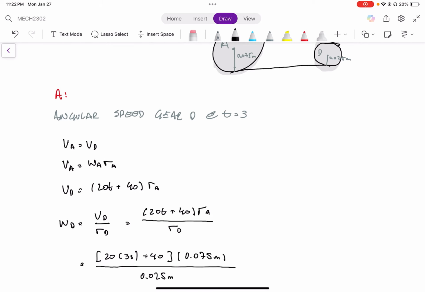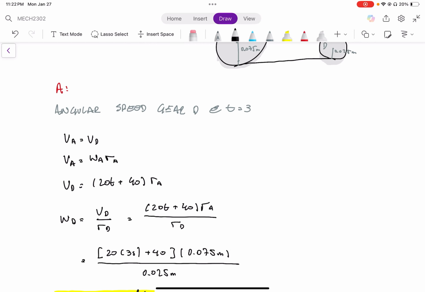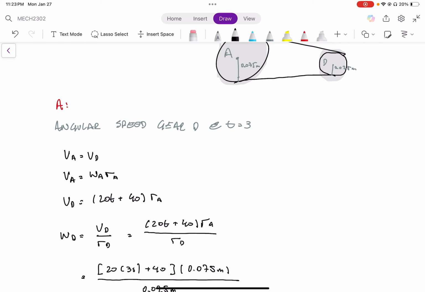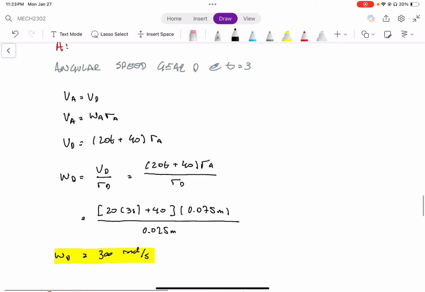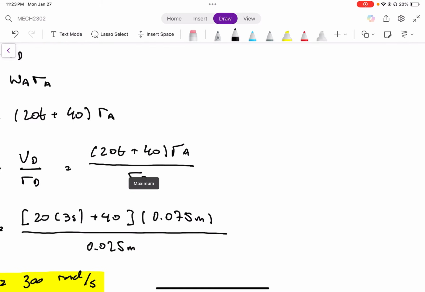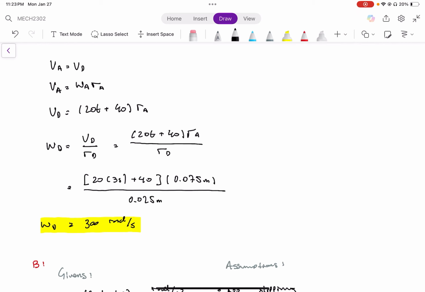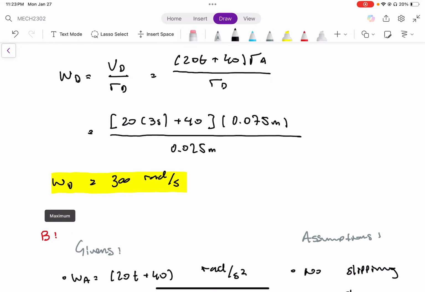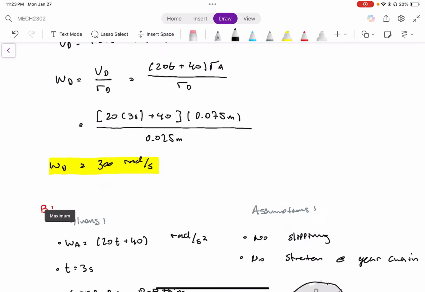So VA equals VD. VA equals ωA times rA, which is the angular speed of A times the radius of A. VD equals, substituting the time variable, the angular speed of A times the radius of A. Now we are solving for the angular speed of D using all of these known values. We plug in time equals 3 seconds, the radius of D, and the radius of A, and we get the angular speed of D equals 300 rad/s.